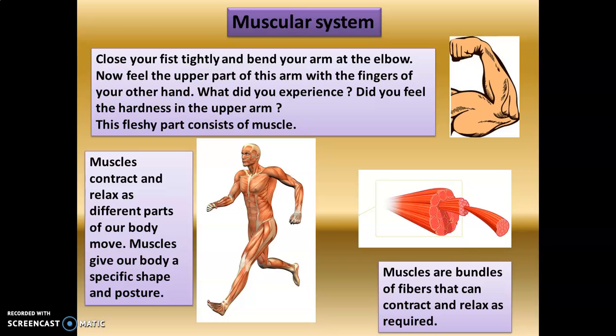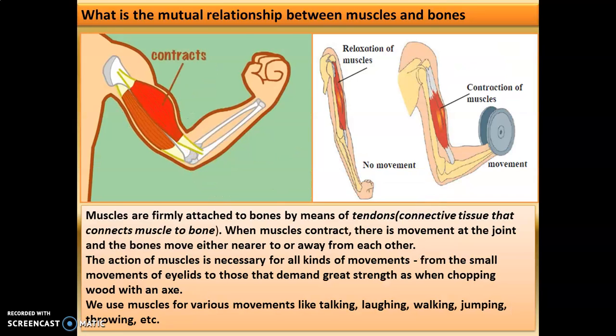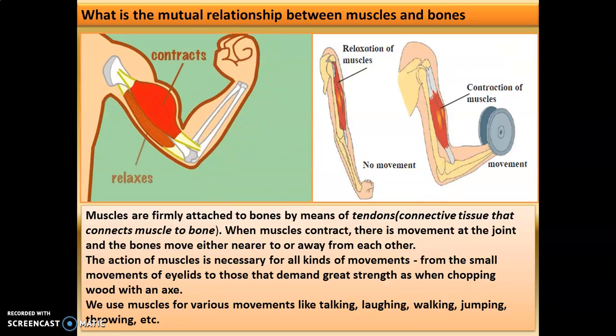And what are muscles? Muscles are bundles of fibers that can contract and relax as required. So this is one individual muscle. If you see this, you can see that it is bundled or tied up. These are bundles of fibers, thread-like structures that can contract and relax, which means we can move. Contraction and relaxation happen as per our requirement, we can adjust the muscles.